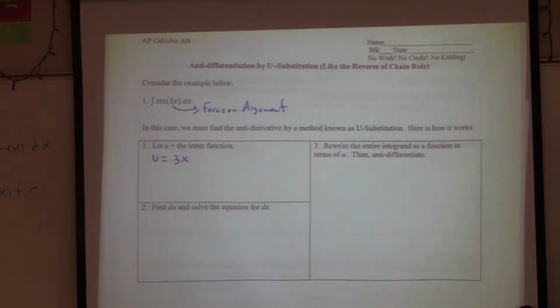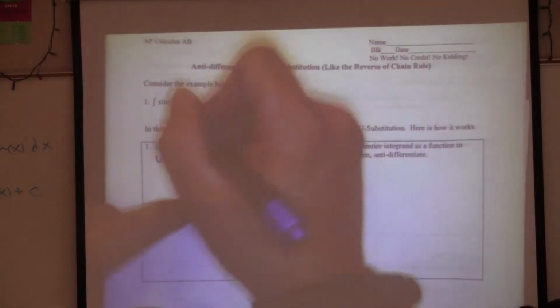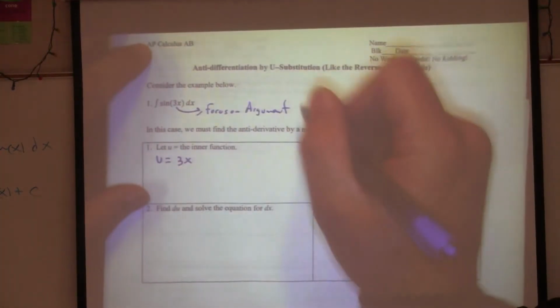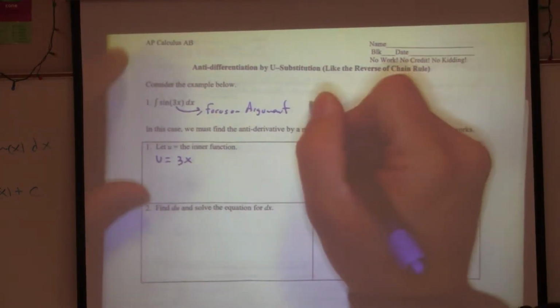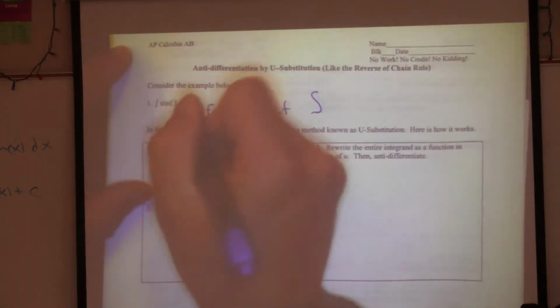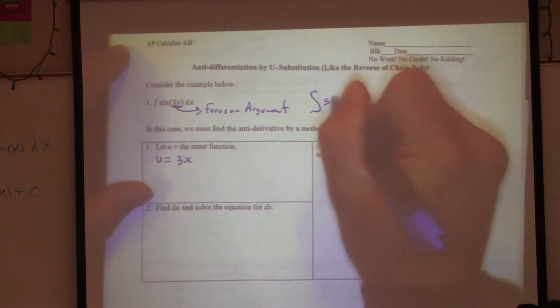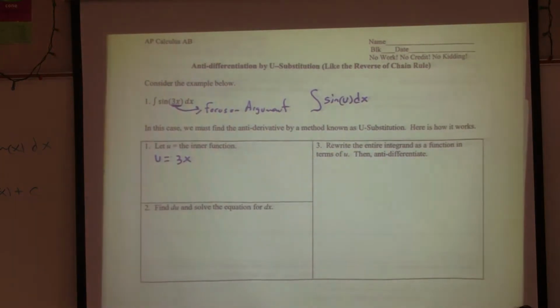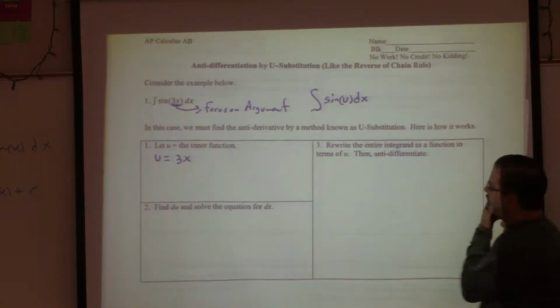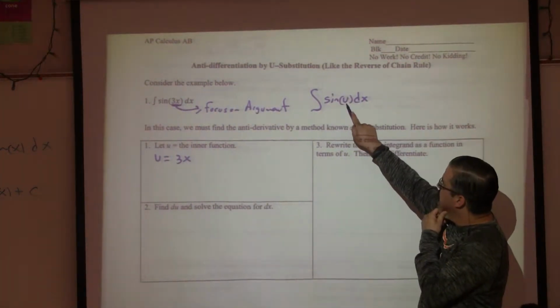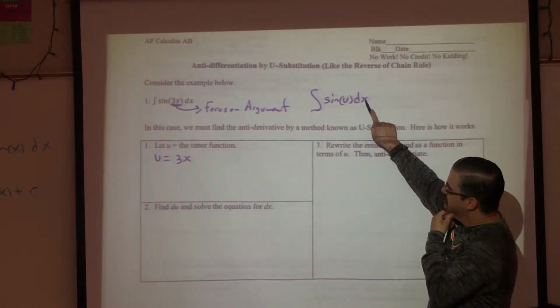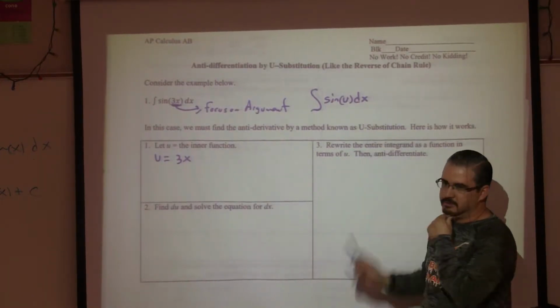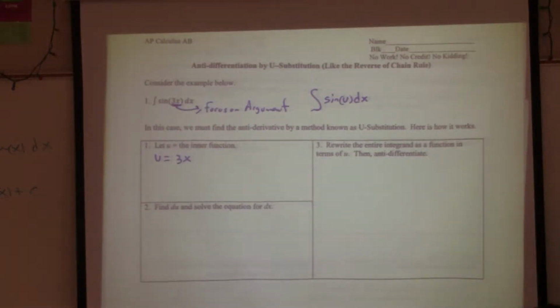Now what's the problem? Let's say I do that. What do I end up with now after I replace 3x with U? The integral of sine of U times what? dx. Uh-oh. What's the problem here? We got U here, but I got dx there, so they don't match. So I can't integrate when something like that happens. I need to have what there instead of dx?